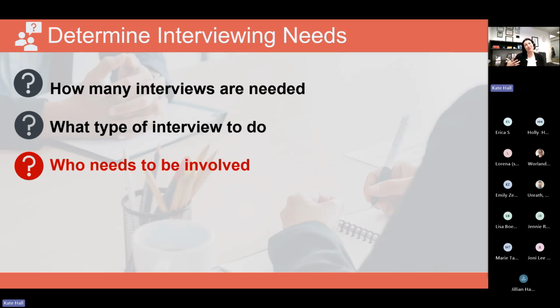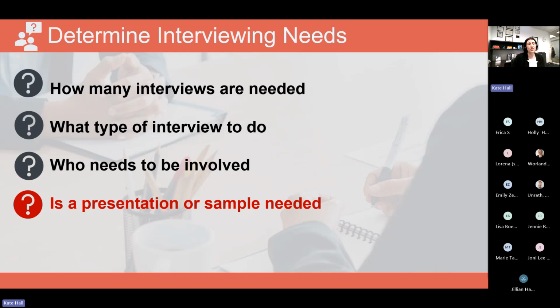Like I said, for a shelver position, you might have an in-person interview. But for a manager position, you might have a phone screening and then an in-person interview. Maybe you bring in managers to meet with them, or maybe you have a casual meet and greet where staff can ask questions. You also want to think about, do you need a presentation or a sample?